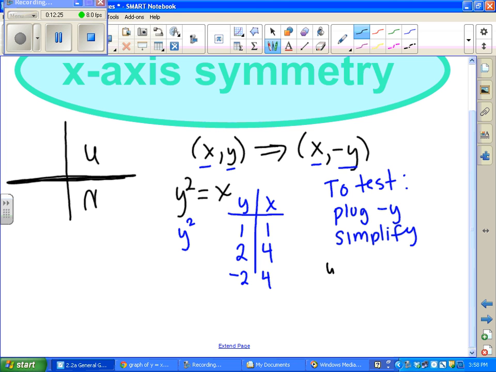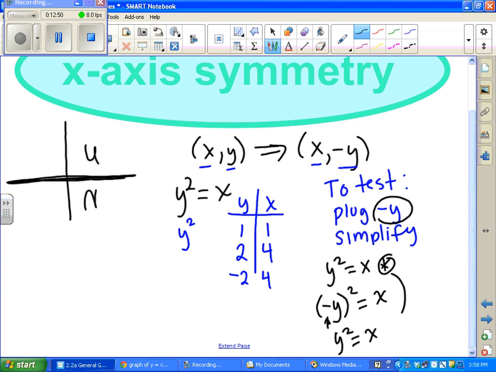So let me show you. My original is y squared equals x. So I'm going to plug in negative y. So I would write (negative y) squared equals x. What is (negative y) squared? Since this negative is inside of the parentheses, when I square it, I'm going to get y squared equals x. So here's my original. And once I simplify, I get my original back. So y squared equals x does have x-axis symmetry.